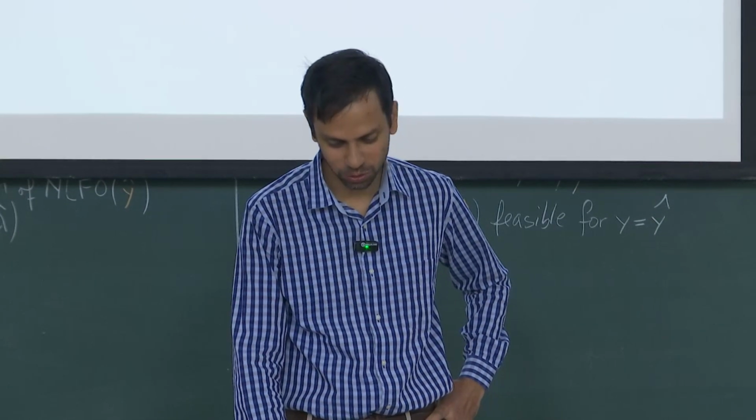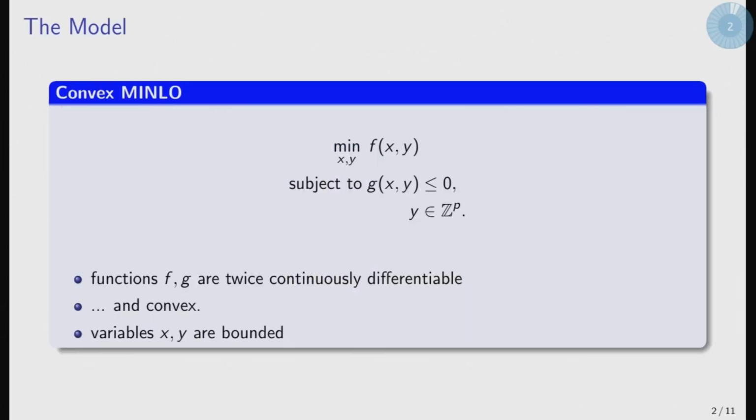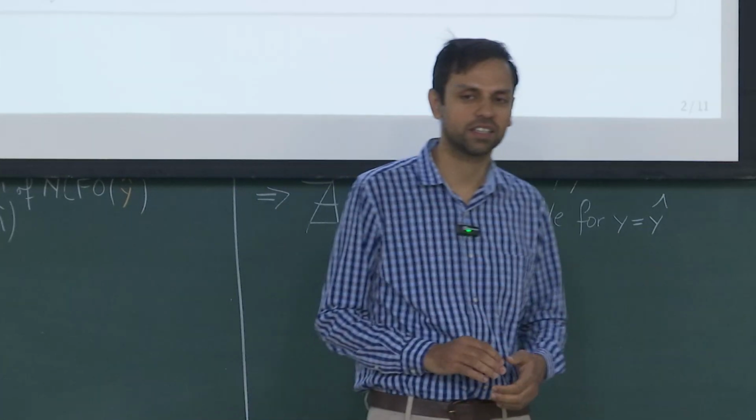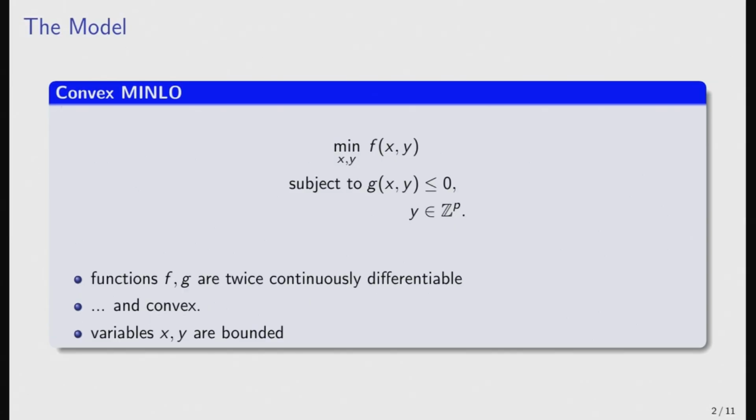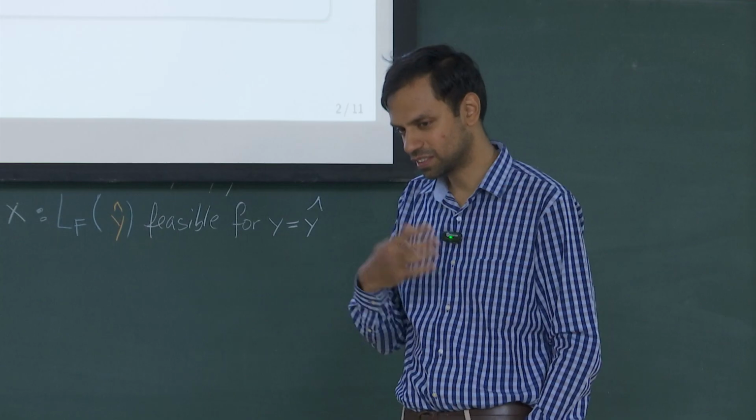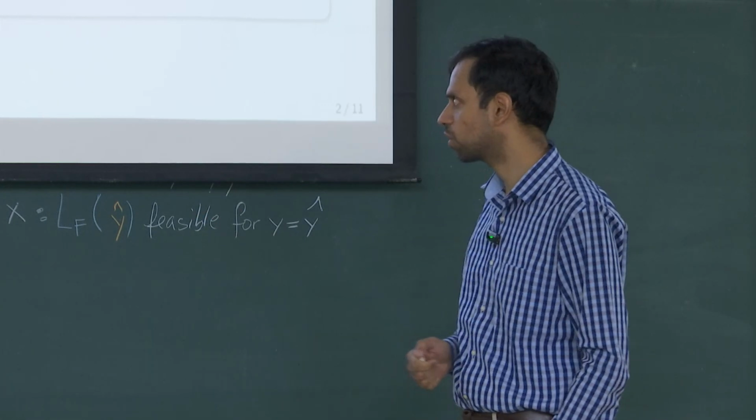We are going to look at the first algorithm for solving convex MINLOs. Remember that convex MINLO is sort of a misnomer, because the problem itself is non-convex because of the presence of integer variables y. But the fact that the g's can be convex greatly simplifies the search for optimality because of these nice properties of convex functions.